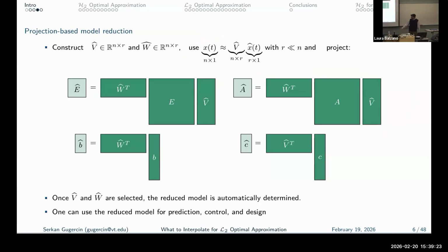I'm not going to spend too much time on how to get that V, how to get that W, but that's what the whole model reduction community tries to figure out. What is a good V? What is a good W? Such that the reduced model is a good one. This is the classical projection-based model reduction.